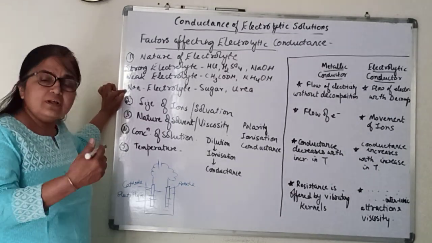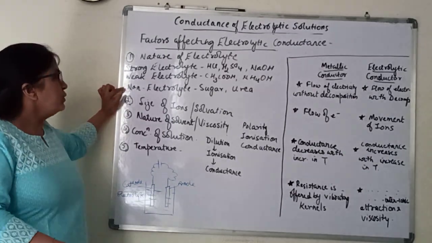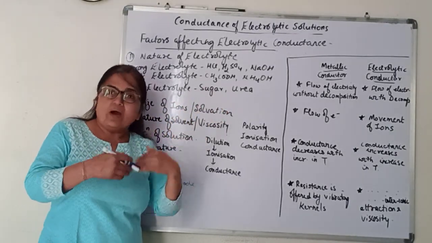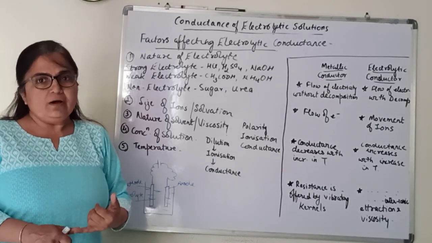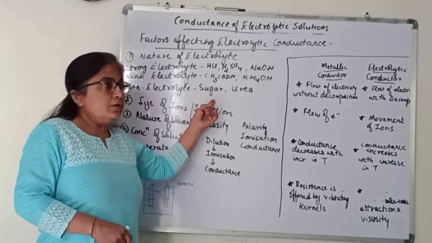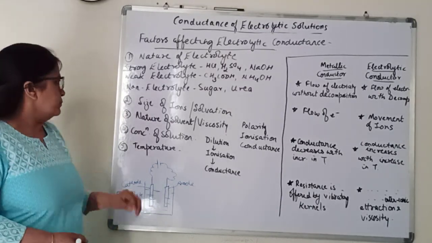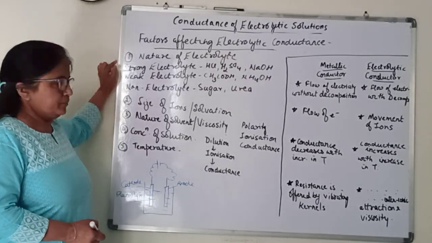If it cannot allow the electric current to pass through it, it is a non-electrolyte. That means we can take the covalent compounds in water like urea, you can have sugar, glucose. They will not allow the electric current to pass through it. This is the first factor, right?